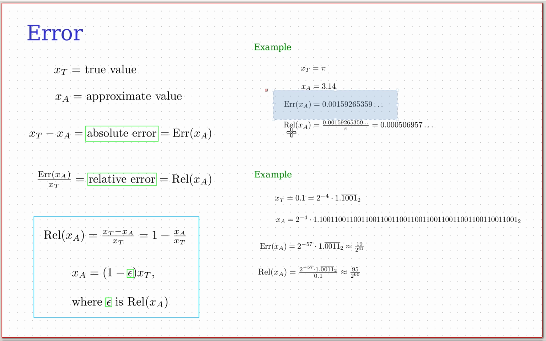And then the relative error would be this absolute error divided by the true value of pi, and this works out to 0.0005. So this is like 0.05%. That's pretty good, I guess. 2 decimal places gives you a relative error of 0.05%. So 2 decimal places is probably good enough for everyday purposes.